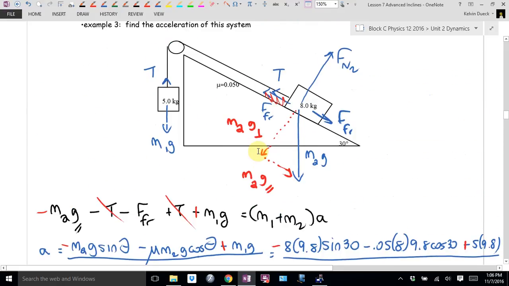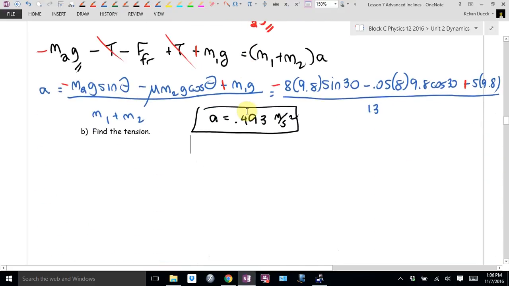Find the tension. Once again, I'm going to argue, Ethan, that one of these masses is way less ugly than the other mass. How would I find tension? Which mass would I use? The 5 or the 8? Even though tension's a loser in the 5, it's still going to be way easier. So my equation for the 5 kilogram mass is going to be winner minus tension equals M1A.